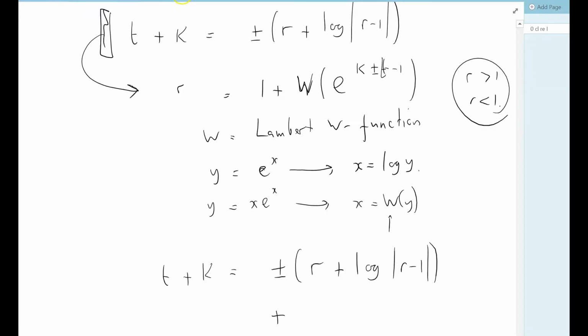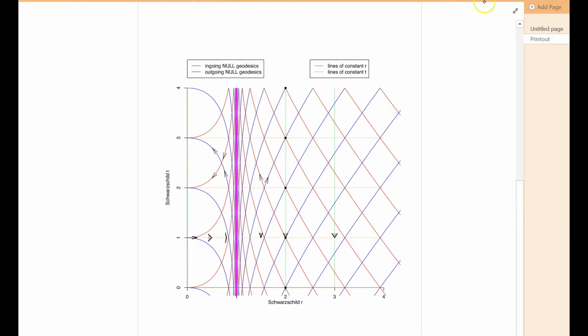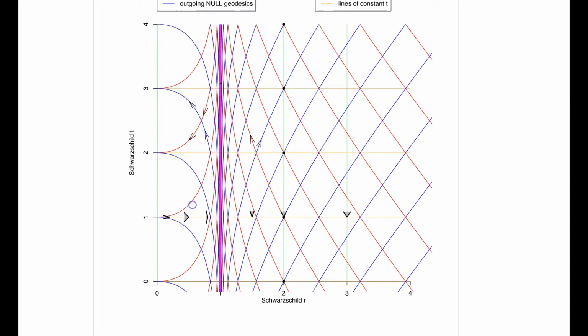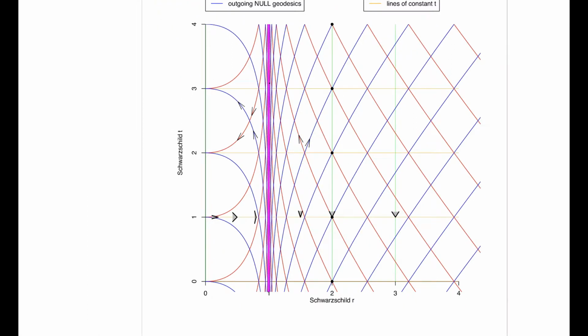And I've got a thing which I made earlier here, which I can show you like this. This is a diagram which I produced in the R programming language. It took me some considerable time to make it. And what we see here is on the horizontal axis we've got the Schwarzschild radius R. On the vertical axis we've got the Schwarzschild T. And we've got the two families of geodesics, the inward and outward geodesics, which are coloured red and blue respectively. Is that right? Inwards are red, yes, that's right.